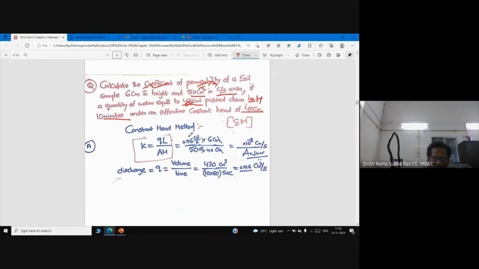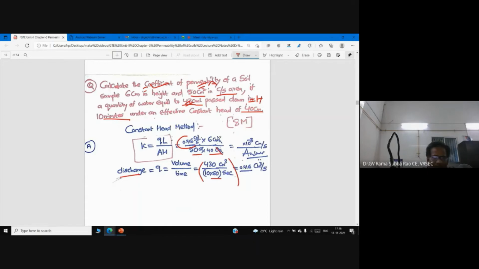So discharge is equal to volume by time. Here you see 430 cc, ml is cc, in 10 minutes, which I just converted into seconds. So 0.716 centimeter cube per second. This is the discharge. As I got this discharge, now I'm busy substituting in K. K is equal to QL by AH: 0.716 into length, which is given, 6 centimeter, capital A, the cross-sectional area of the soil sample, 50, into the effective head, the constant head, which is 40 centimeter.